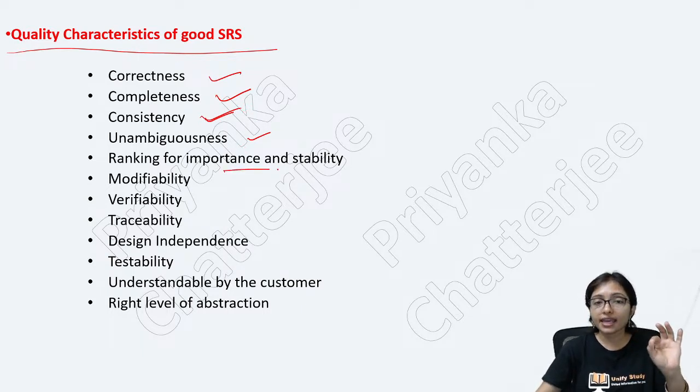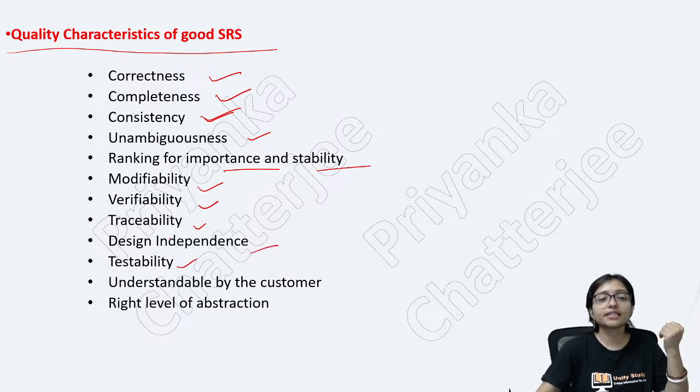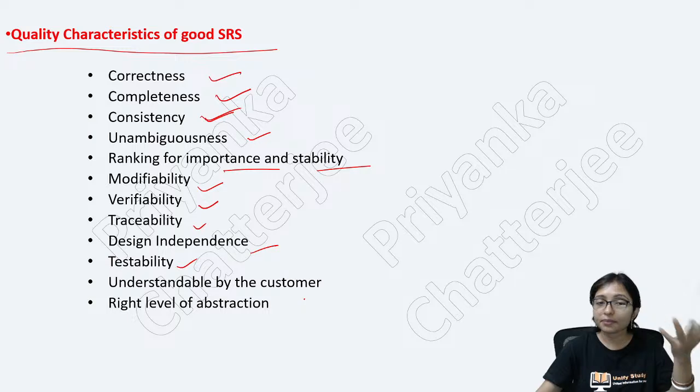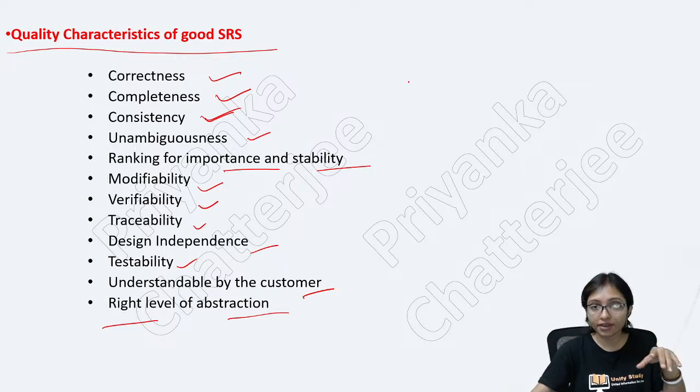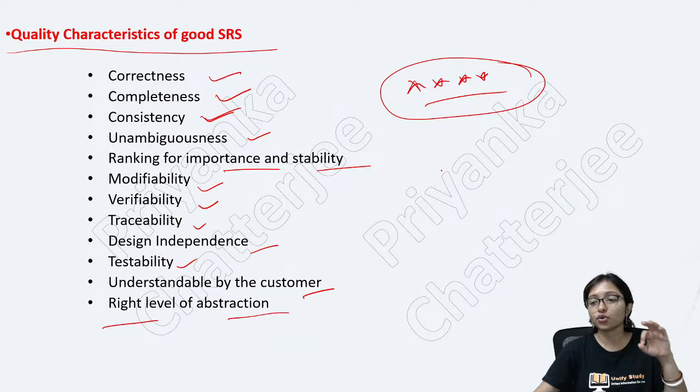Unambiguous, ranking importance and stability. It should have ranking importance, and stability will also be there. Modifiability, verifiability, traceability, design independence, testability, understandable by the customer, and right level of abstraction. These are the very, very important qualities of the SRS. These are the good qualities of the SRS.